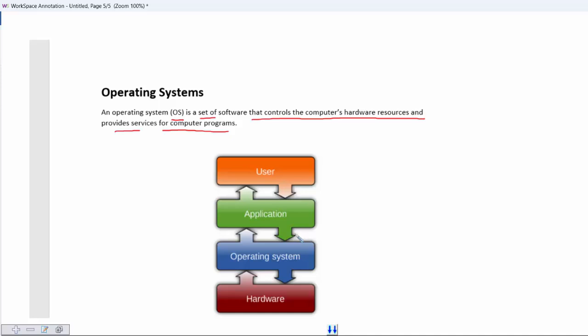In a computer system, a user would interact with an application that has been designed to meet the user's need. This application would require an operating system in order to function, and that operating system would allow the application to interact with the hardware of the computer system. So that's why the operating system acts as the intermediary between the application and the hardware of the computer system.